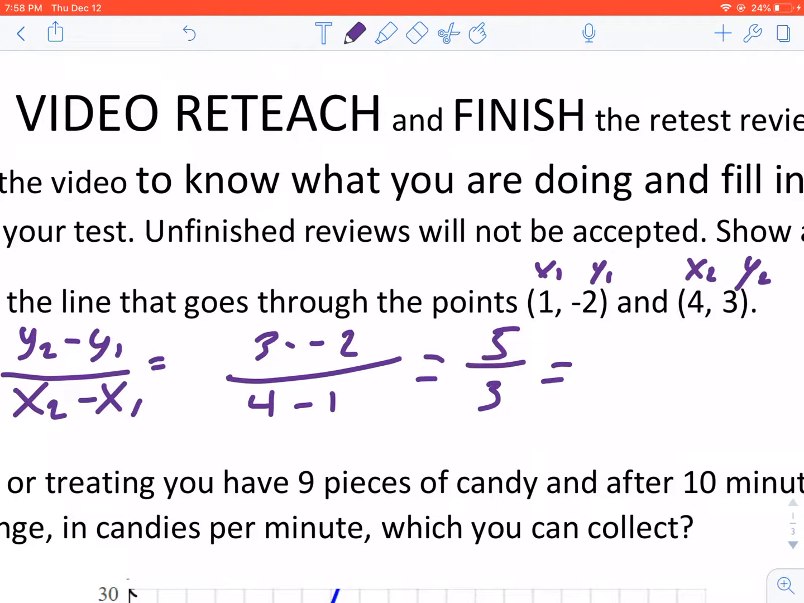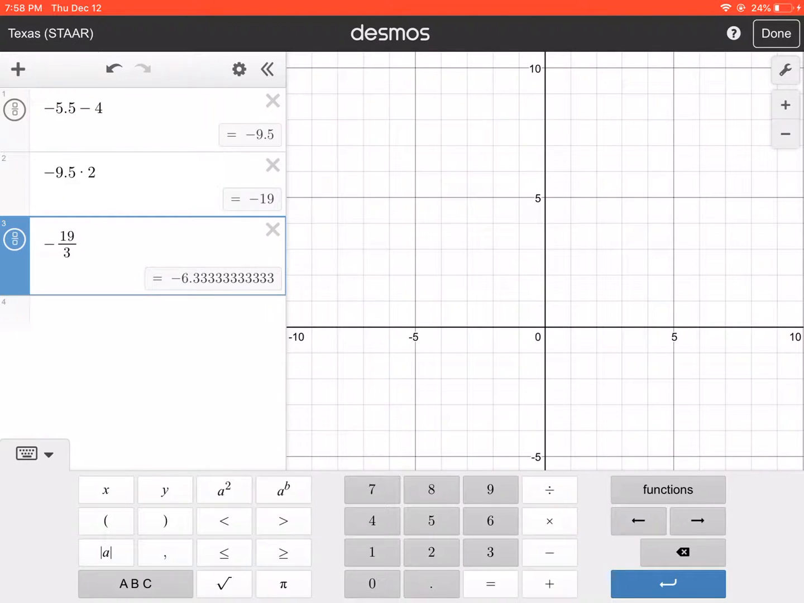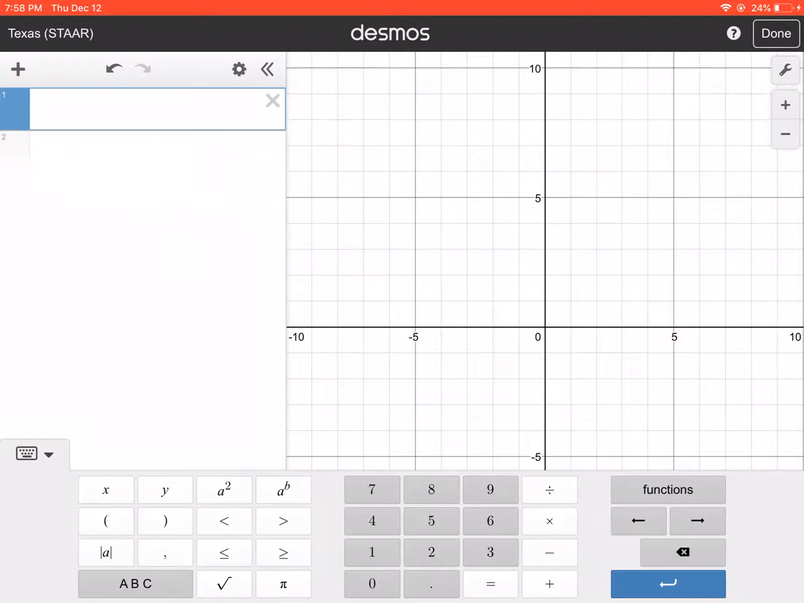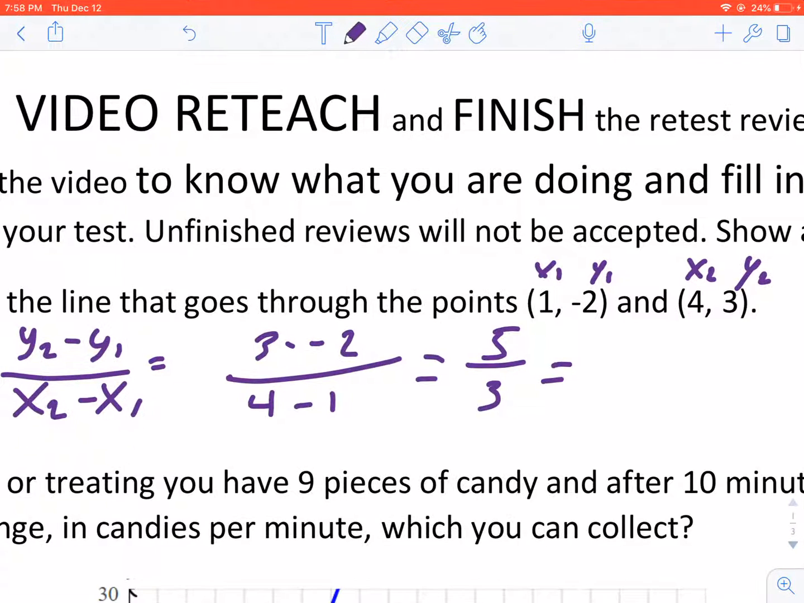Now we can go on Desmos and figure out what 5 divided by 3 is, which is 1.667. So right here we can write approximately 1.66 with a bar up top.